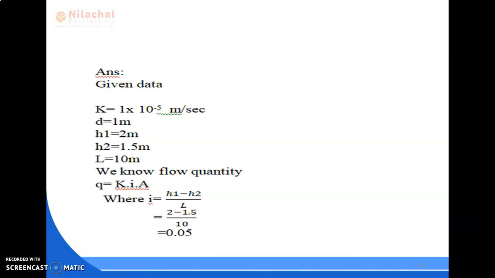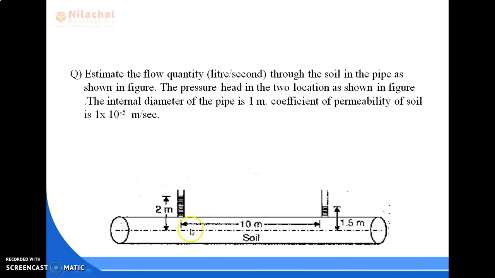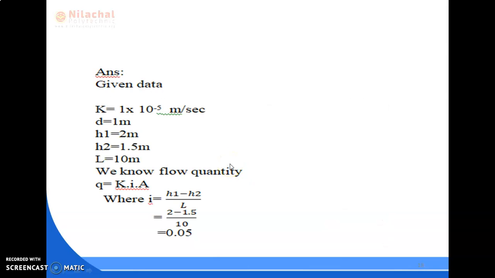We know Q equals K i A. Here K is given, but the area is not given, only the diameter is given. So i is unknown and A is unknown. Let us find them one by one, and after that we can calculate the Q value. So i equals, we know, h1 minus h2 by L, so 2 minus 1.5 by 10 equals 0.05. It is unitless, as head is in meter and length is also in meter, so obviously the units cancel.